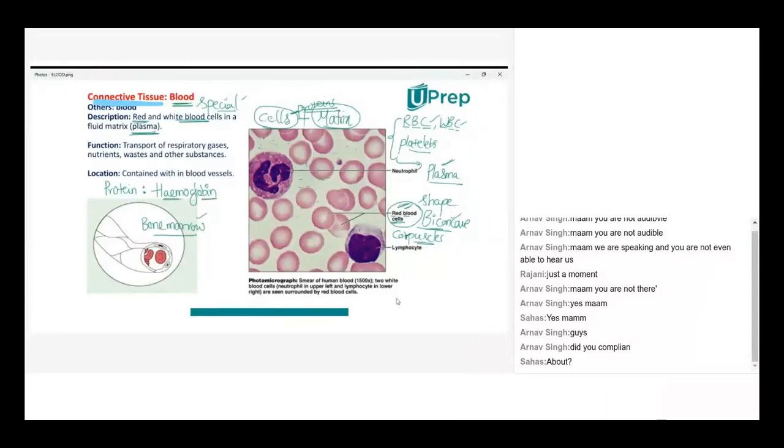Hemoglobin is a protein which acts as a carrier molecule. What does it carry? It carries the respiratory gases like CO2, O2 and all. It carries the nutrients which you take as food. It removes the waste from the blood and remaining other substances. So when you take blood, how can you justify it as a connective tissue? First point: blood is a connective tissue because you will find this blood tissue connecting various other organs and tissues in the body. That's why it's called connective tissue.